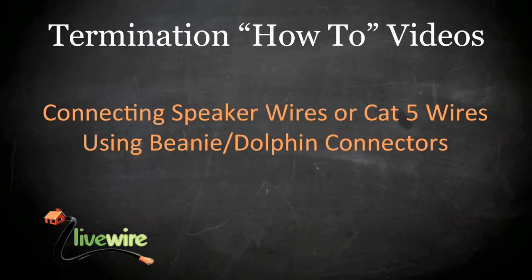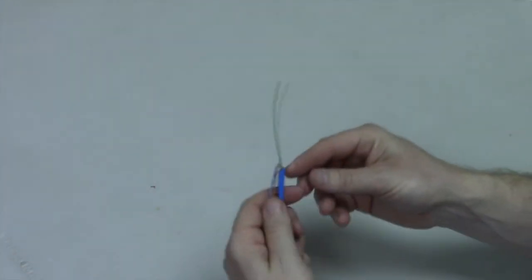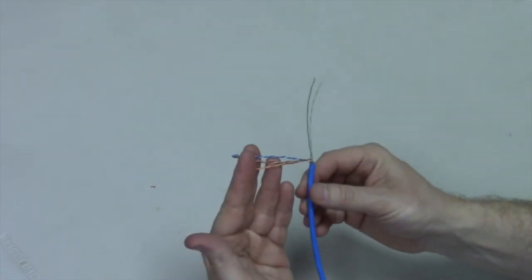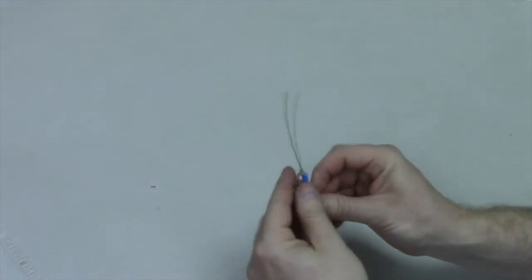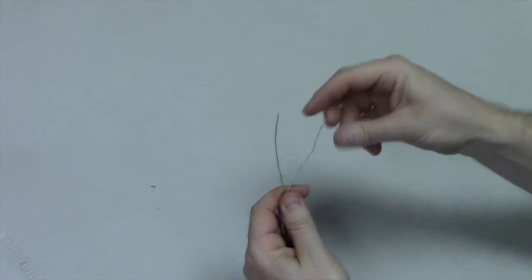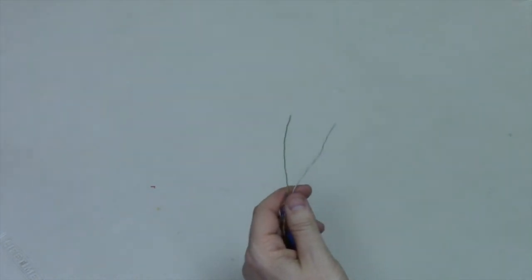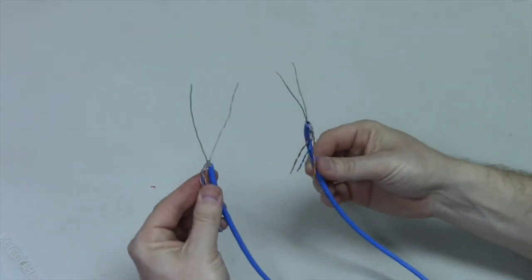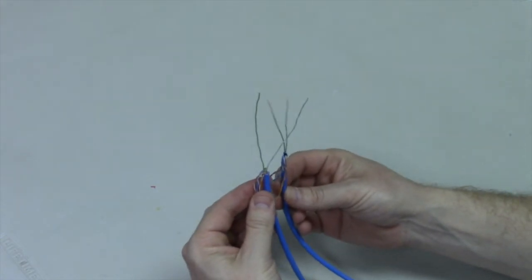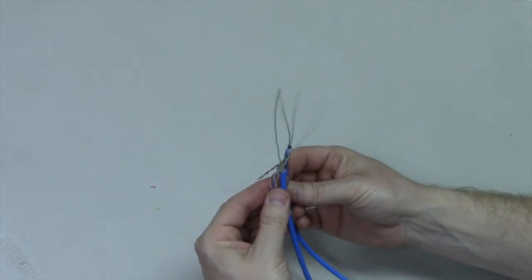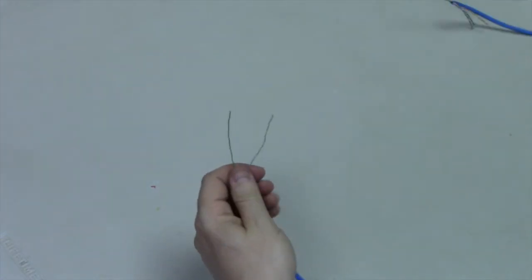Finally, we're going to show you how to connect two wires to make one longer wire. We'll be using beanie or dolphin connectors to do this. You can use these with speaker wire or twisted pair cabling. For this video, we'll be using Cat5 wire to demonstrate. Match up the wires that you need to connect. In this case, he has two pieces of Cat5 wire, and we'll start by matching up the green wire on one to the green wire on the other. He will also show the white-green connecting to the white-green.